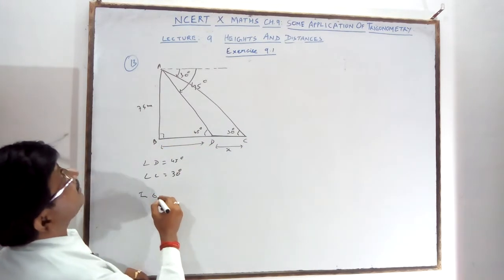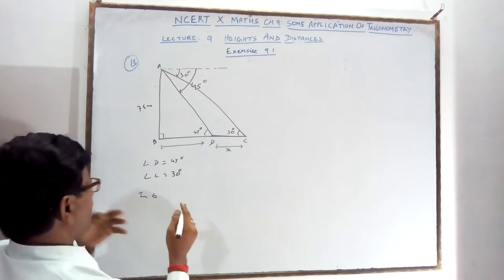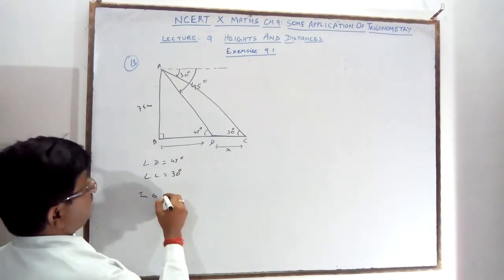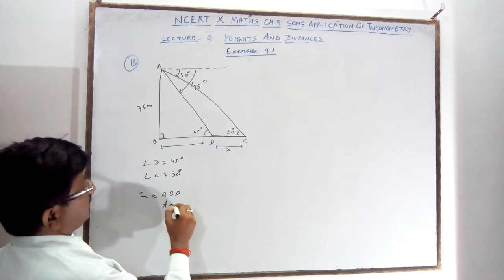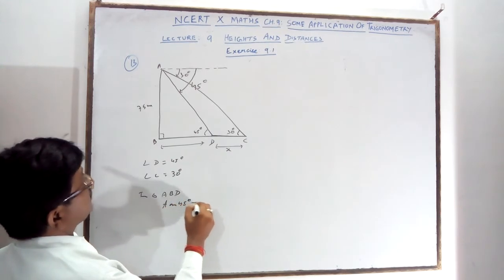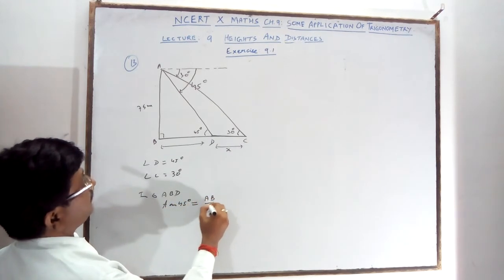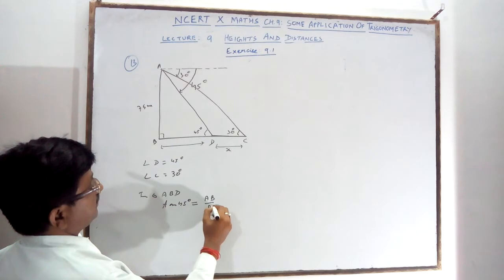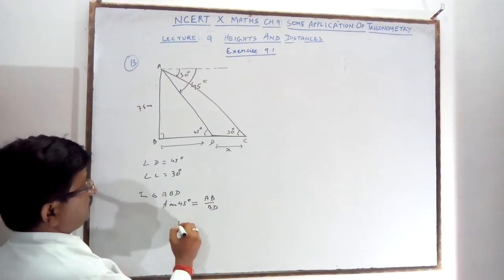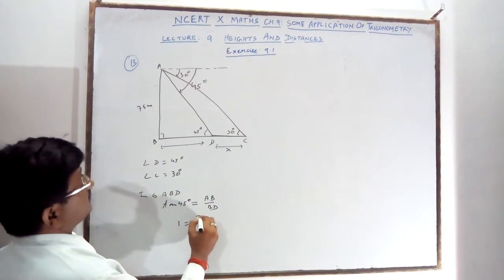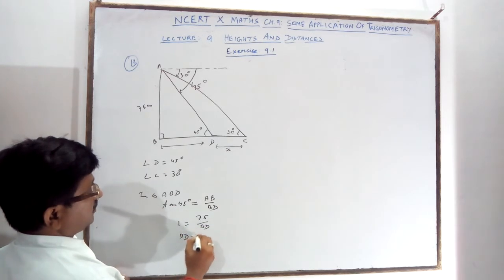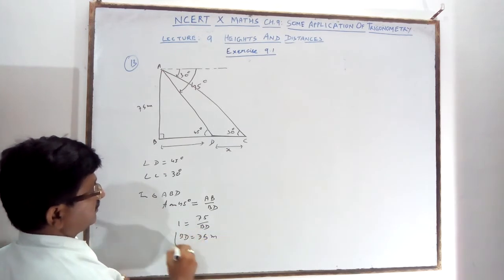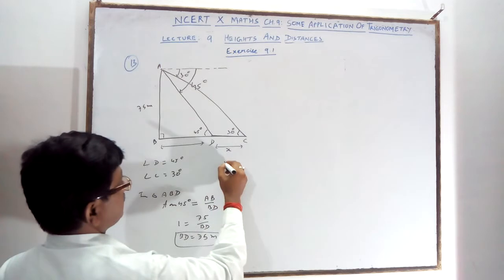So in triangle ABD, tan 45 degrees is equal to AB by BD. So tan 45 is 1, AB is 75, upon BD. Therefore BD is equal to 75 meters. One answer you are getting.